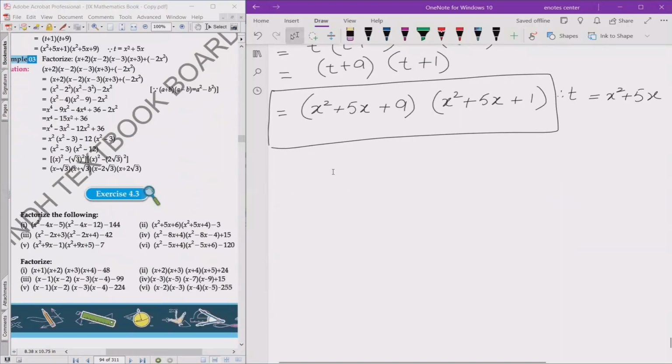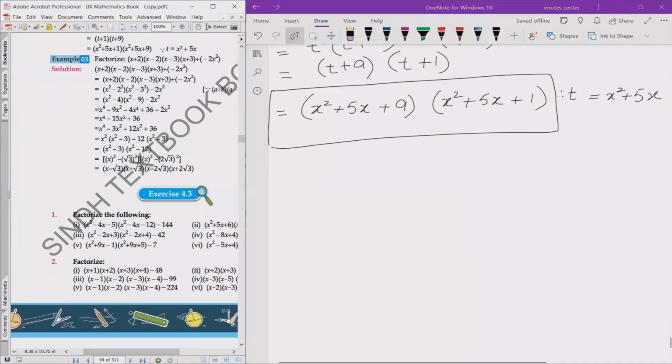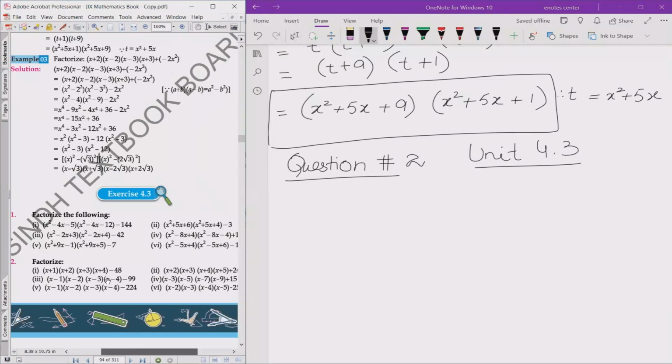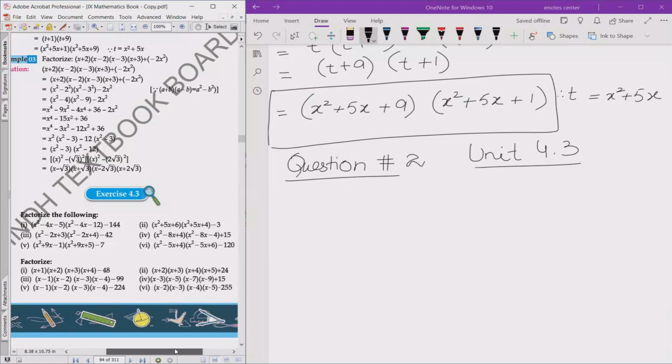Now further we will solve question number 2 of unit 4.3, which is similar to this type of question. Now we will take part 1. Part 1 is similar to the above question, so we will skip it. You can simplify it by yourself and tell me the answer of this part in the comment box. If you have any problem solving this part, please tell us in the comment box. We will help you or make a short video for that question.